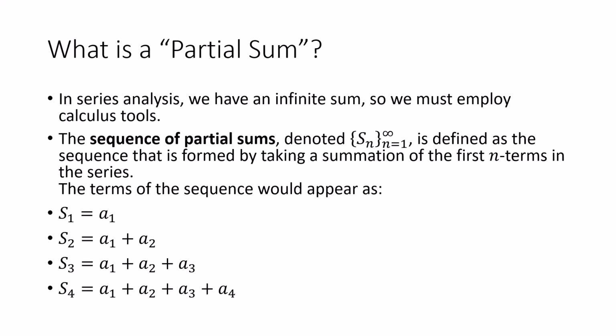But in series analysis, we have an infinite sum, so we must employ calculus tools. The sequence of partial sums, denoted capital S sub n from n equal 1 to infinity, is defined as the sequence that is formed by taking a summation of the first n terms in the series. So the terms of the sequence would appear as capital S1 is just equal to A1. Capital S2 is equal to A1 plus A2. Capital S3 would be equal to A1 plus A2 plus A3. And capital S4 would be A1 plus A2 plus A3 plus A4.